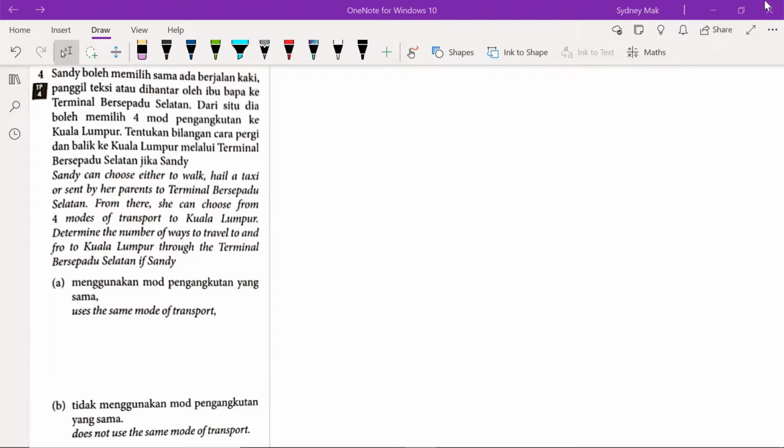Okay, what does that mean? So first of all, we know that she has to choose the way to arrive at the Terminal Bersepadu Selatan, the TBS. So over here, it's very clear we have 3 ways. One is to walk. Another way is to hail a taxi or sent by her parent. Okay, so over here, there are 3 ways to go to TBS.